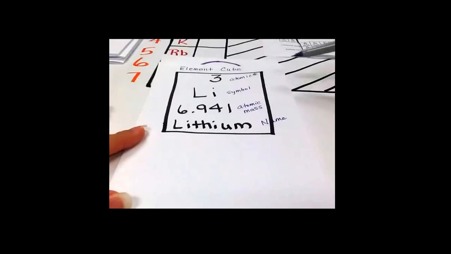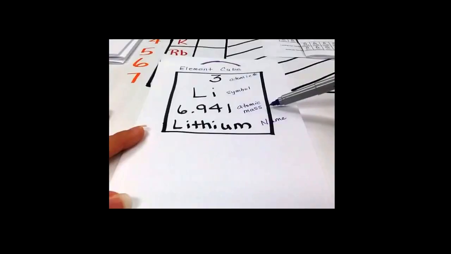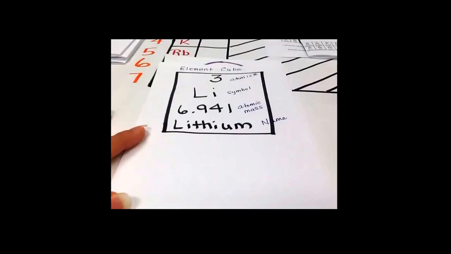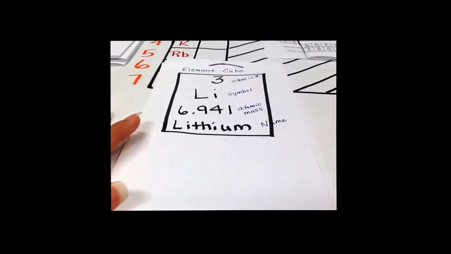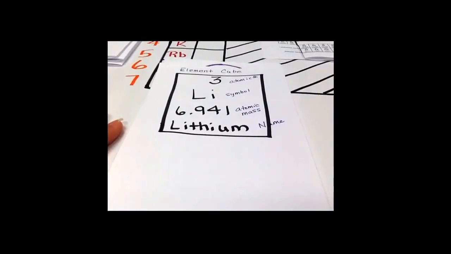The first part, the number at the top, is what we call the atomic number. This is our symbol of the element. This is the atomic mass of the element. And this is the scientific name of the element. Now that we know this information, we can figure out the protons, neutrons, and electrons in an atom.